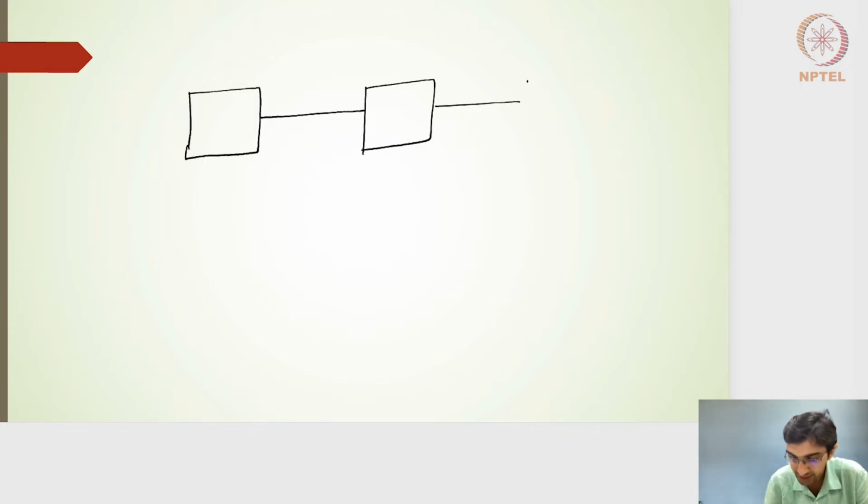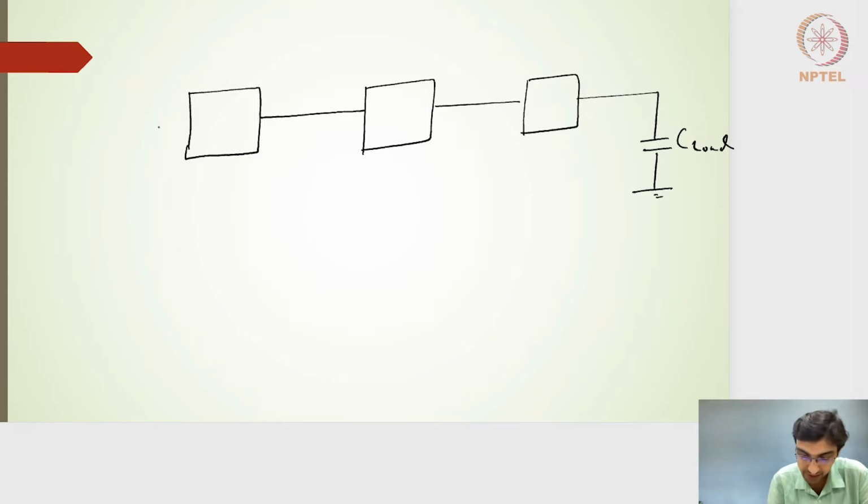So let me create a single branch circuit, a single path circuit. Let's say that initially I have one gate. It could be an inverter or an AND gate or a NOR gate or any other gate. And then we have one more gate here, and one more gate here, and then finally we have some kind of a load here. All right. And so this is the input.